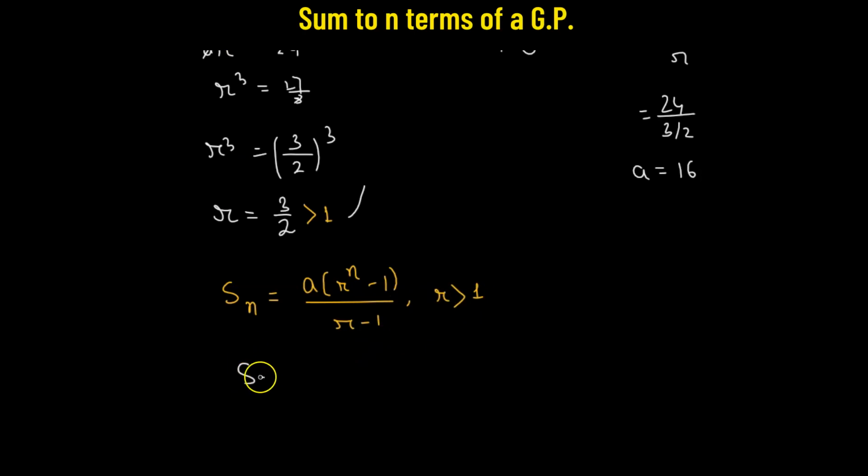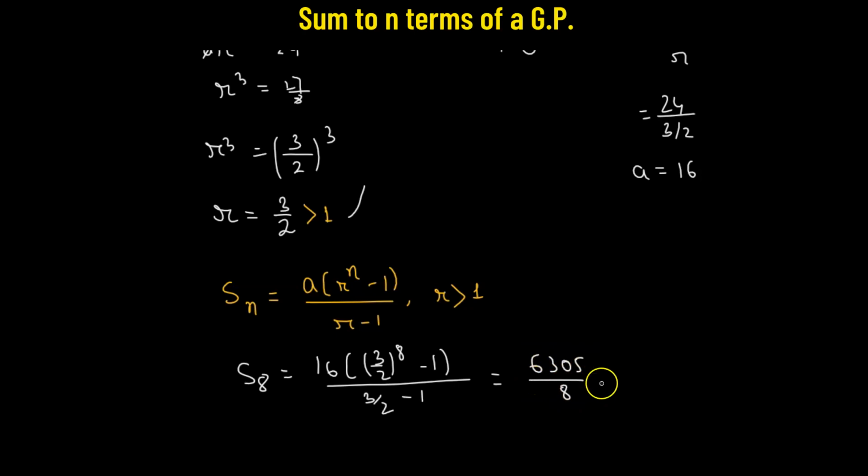So the sum to the 8 terms will equal 16 multiplied by 3 over 2 whole raised to the power of 8 minus 1, divided by r minus 1, so 3 over 2 minus 1. And when we solve for this, this is going to give us the value 6305 divided by 8. So this is going to be the sum to the 8 terms.